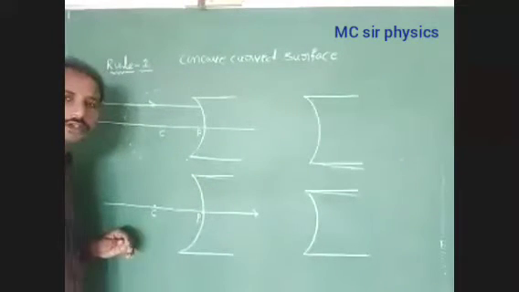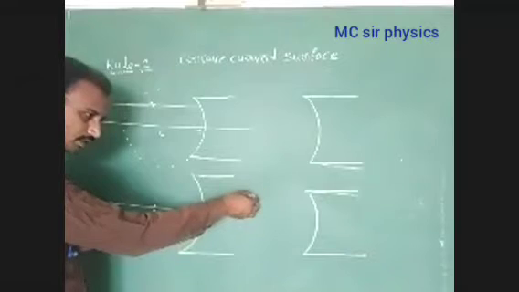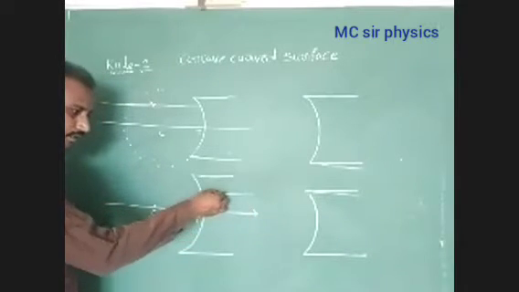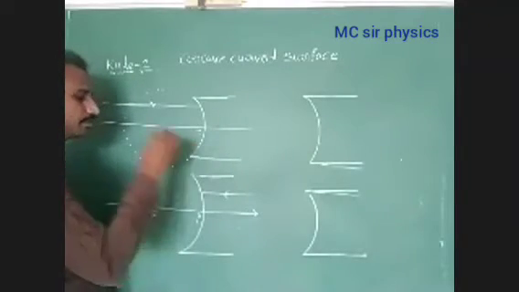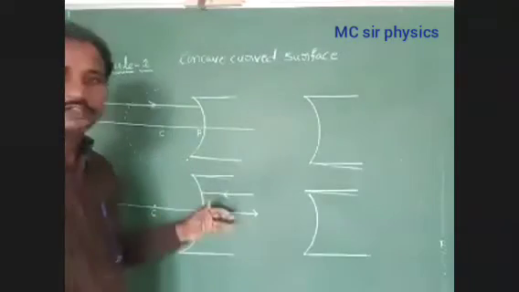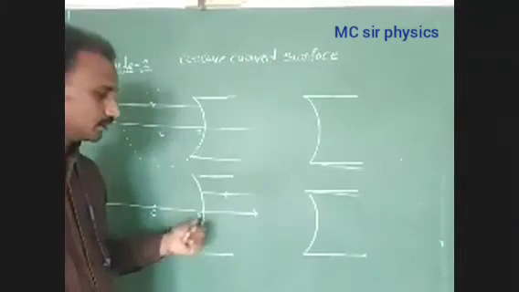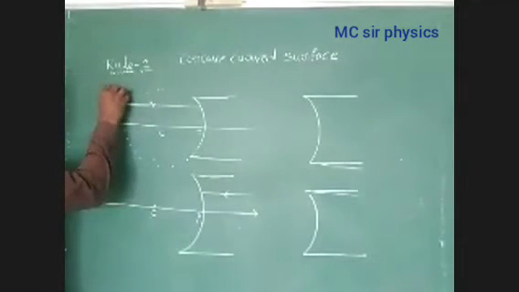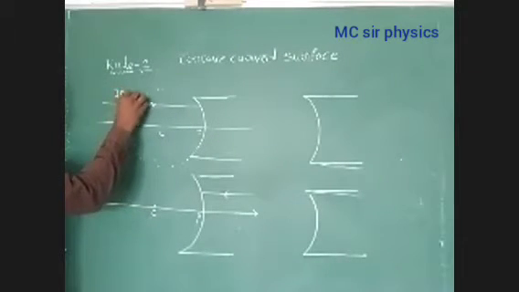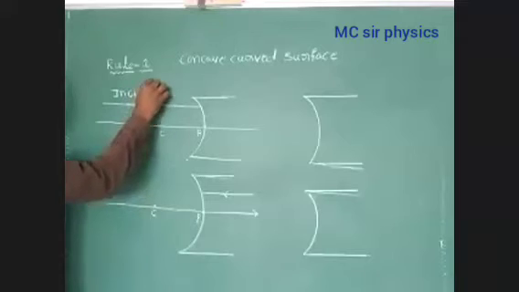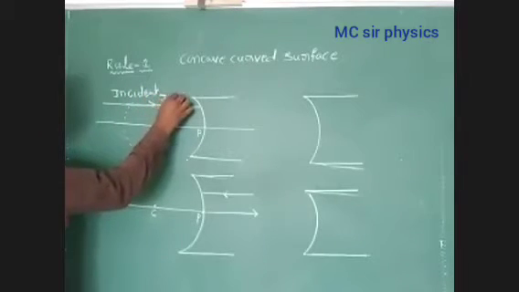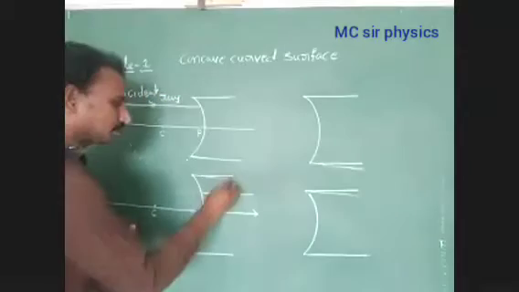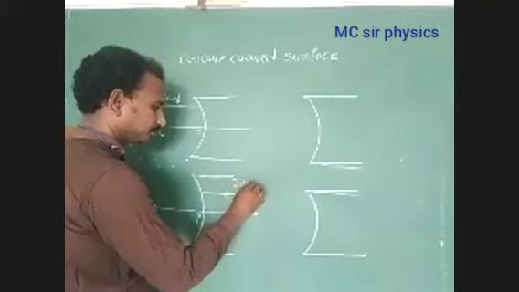Next, I have to consider the direction of the incident ray. The direction of the incident ray is from the denser optical medium to the rarer optical medium. Which medium? Denser to rarer optical medium direction. We consider that incident ray. It represents the incident ray.